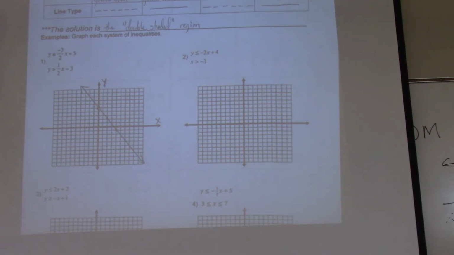Okay. Now, the way the shading works is we are going to test a point. And 98% of the time, you can test the point 0, 0. Where is 0, 0 on your graph?